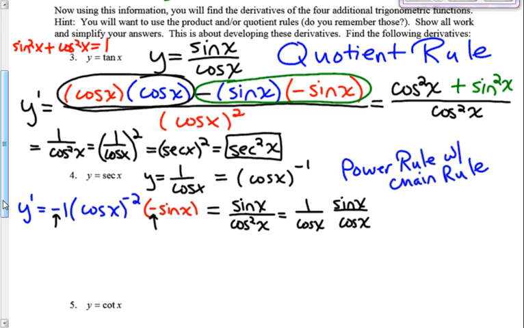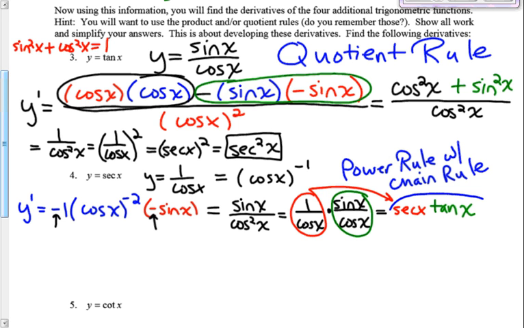And the reason I rewrote it this way is I have two different trig functions here that I recognize. But it is the same. I have a cosine x times cosine x in the denominator, which is cosine squared x. I just put one on top of one of the cosines and sine of x on top of the other one. And now I know 1 over cosine is the same as secant of x. And then I have sine of x over cosine of x, which is tangent of x. And there we have our derivative of secant x is secant x tangent x.